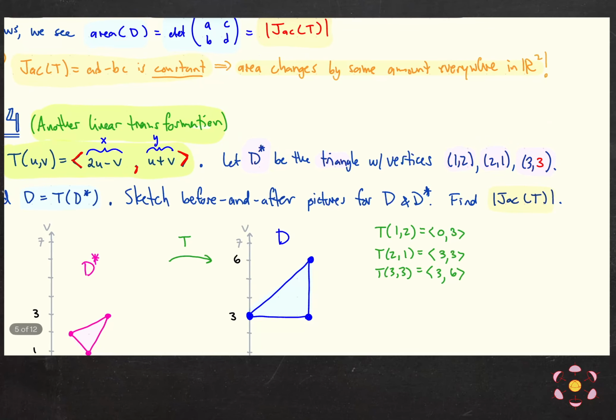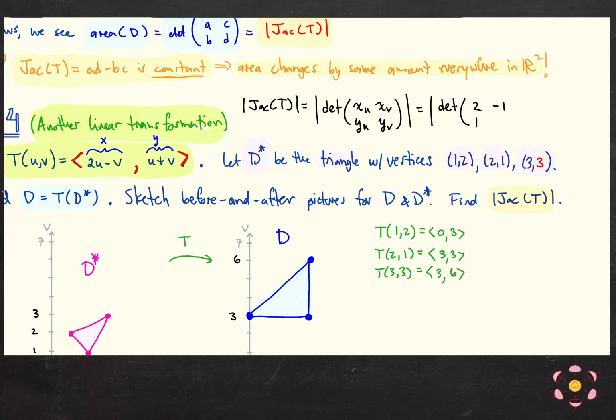I'm going to make it fit up here. So the absolute value of the Jacobian of T is the absolute value of the determinant of the matrix. Let me just write the formula here. It's xu, xv, yu, yv. Absolute value of the determinant. Now let's calculate these partial derivatives. The partial derivative of x with respect to u is 2. Partial derivative of x with respect to v is -1. Partial derivative of y with respect to u is 1. And the partial derivative of y with respect to v, also 1. Okay, so that is the matrix that we get of partial derivatives.